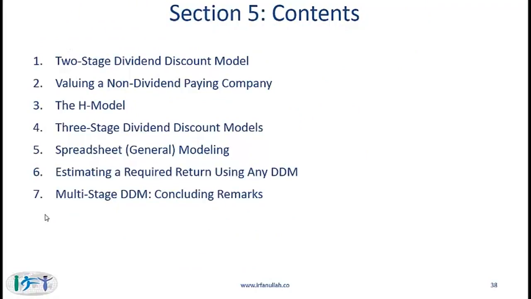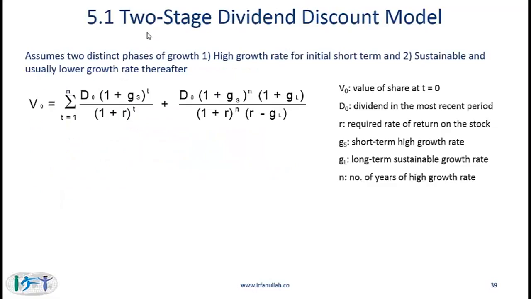We talk about several different kinds of dividend discount models over here. So let's start with a basic two-stage DDM. In a two-stage DDM, as the name implies, we assume two distinct phases of growth. A high growth phase for an initial short term, and then a sustainable and usually lower growth rate thereafter. The curriculum gives a somewhat complicated looking formula, which is actually very straightforward, and I'll explain this through a simple example. Let's say that you have a company where the expected growth rate for 3 years is 20%.